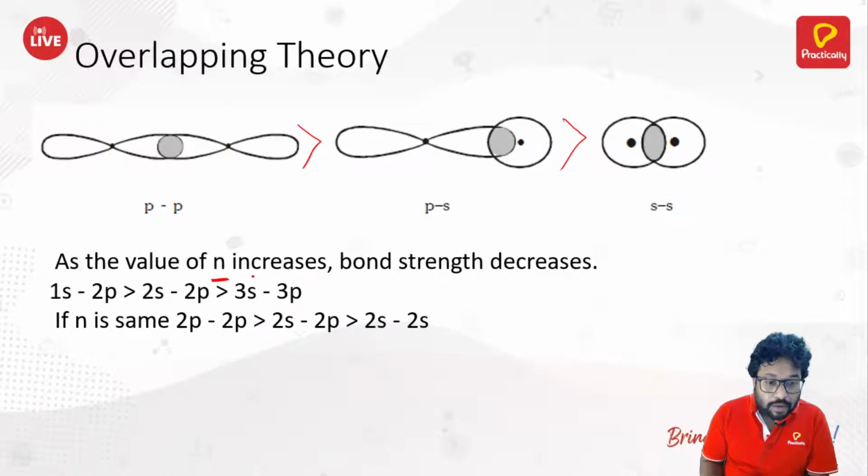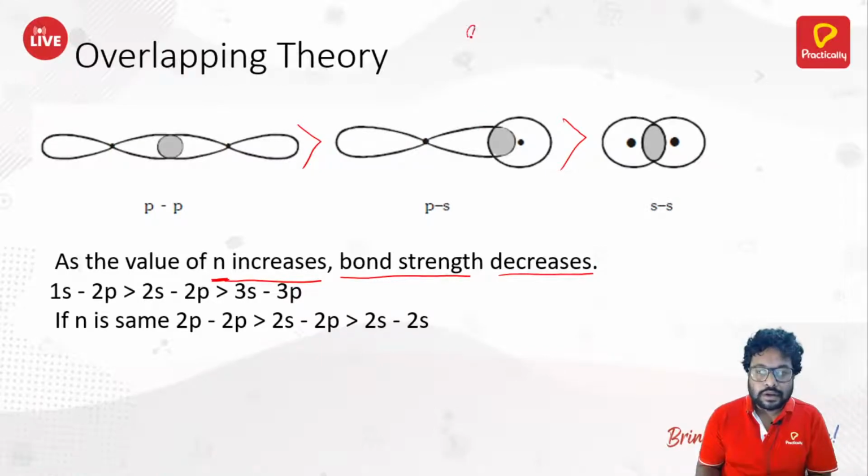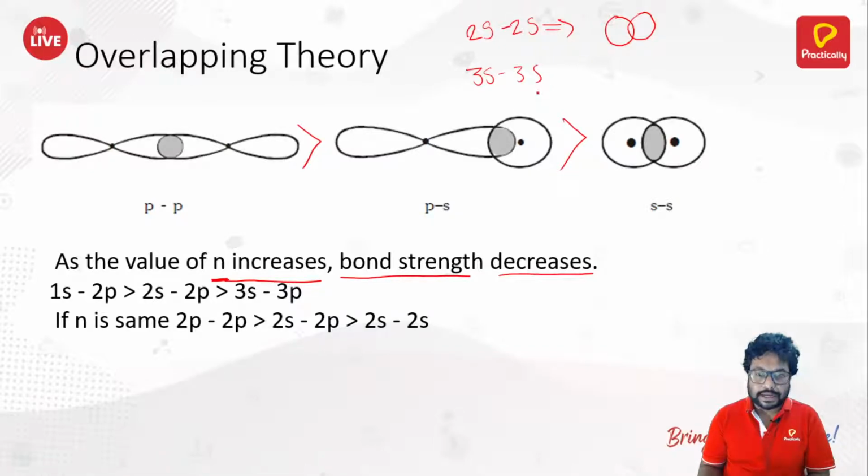Now, as the value of n increases, the bond strength decreases. That means, suppose you have 2s and 2s, it would overlap like this, right? No problem with that. But if you have a 3s, now obviously the size of 3s would be larger than 2s. So now they are going away from the nucleus. I would say the extent of overlapping becomes less.